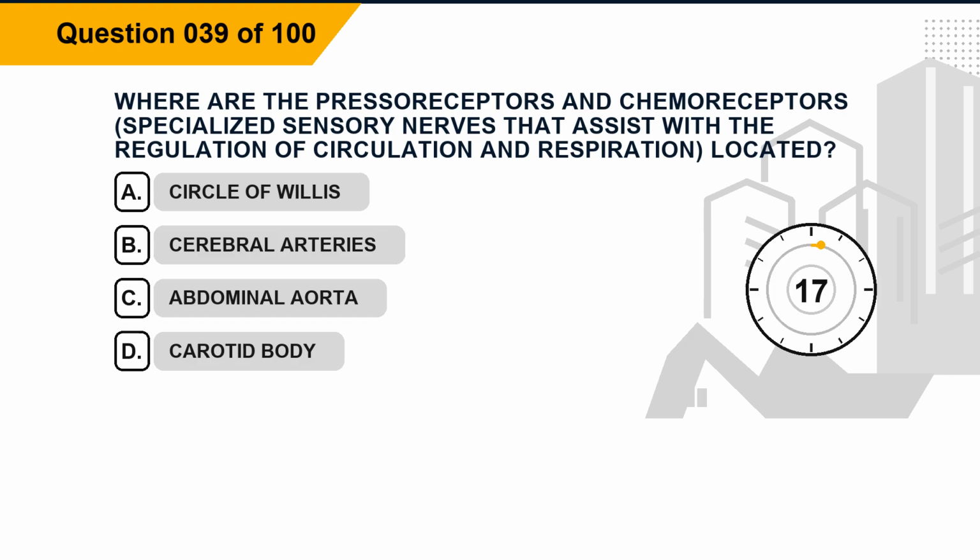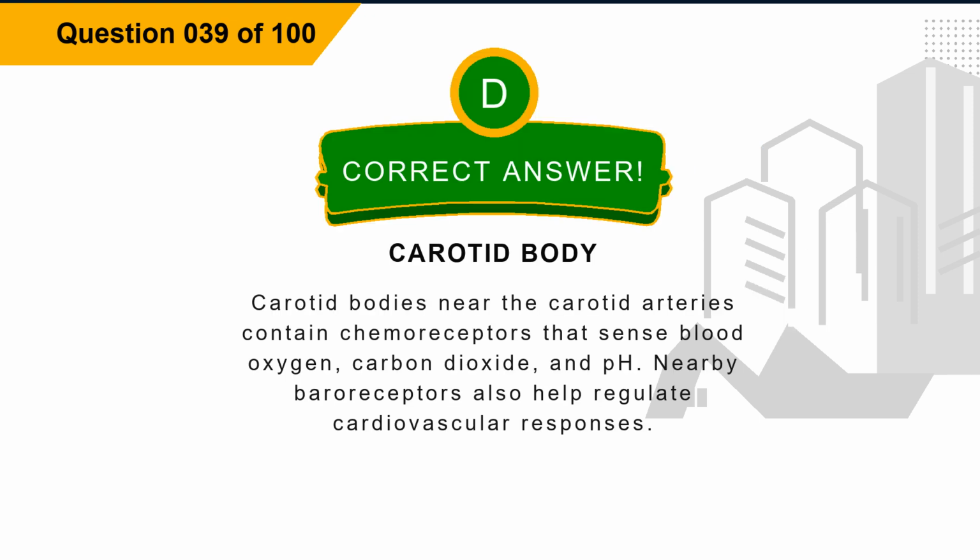Question 39. Where are the pressoreceptors and chemoreceptors, specialized sensory nerves that assist with the regulation of circulation and respiration, located? Option A, circle of Willis. Option B, cerebral arteries. Option C, abdominal aorta. Option D, carotid body. The correct answer is option D, carotid body.